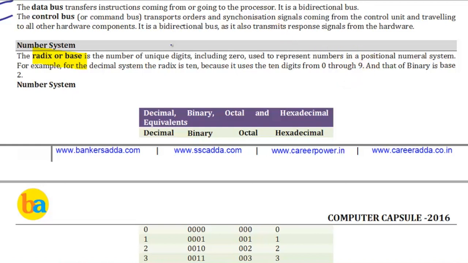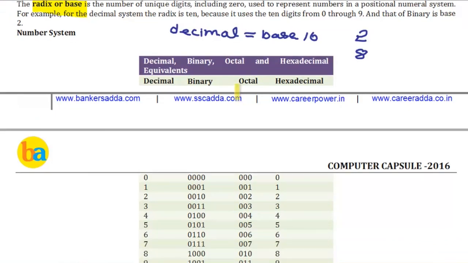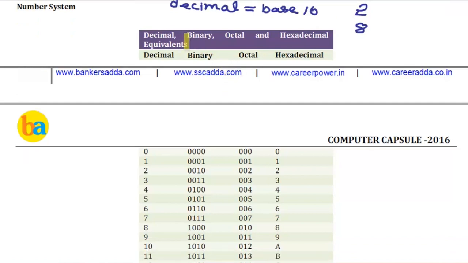Now to understand this in an easier way, if I ask you what is the base of the decimal number system, then that would be base 10. Similarly, for binary, it is base 2. For octal, it is base 8. Let us see this table. In this table, we have shown decimal equivalents, binary equivalents, octal equivalents, and hexadecimal equivalents of the same numbers.